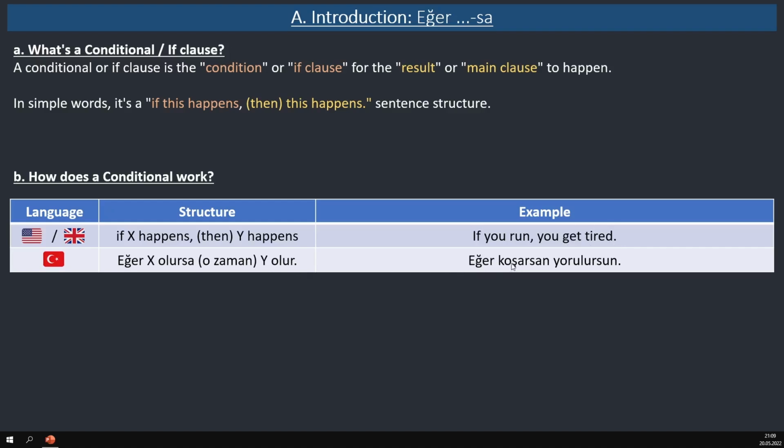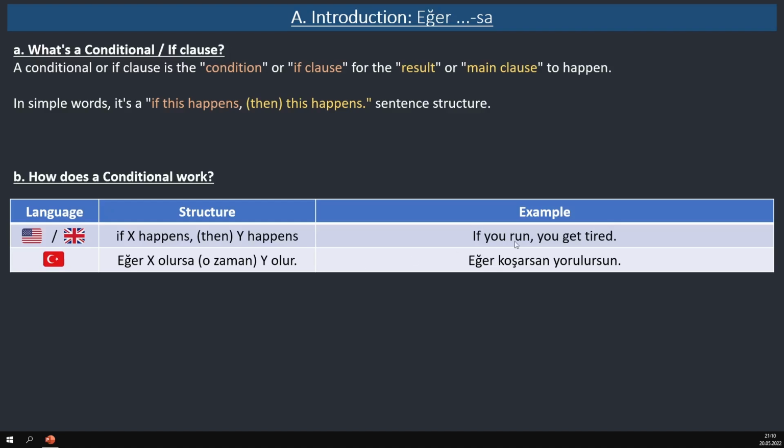So this eğer koşarsan part is our if clause, and yorulursun is our main clause. It's the result of the condition. If this condition happens, this main clause happens.